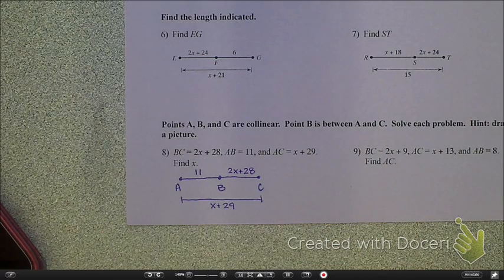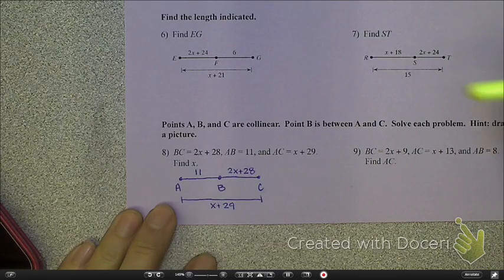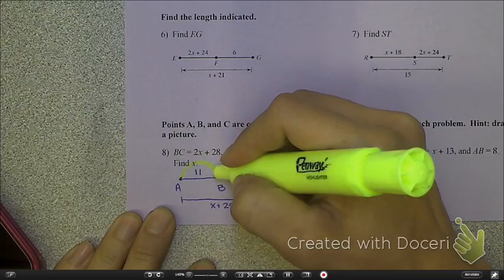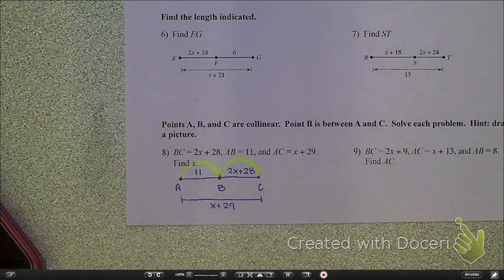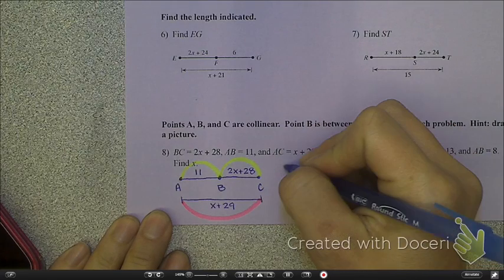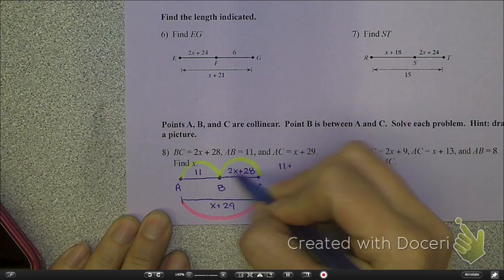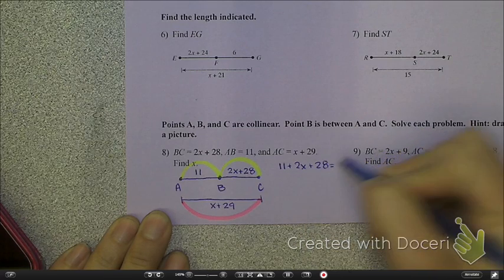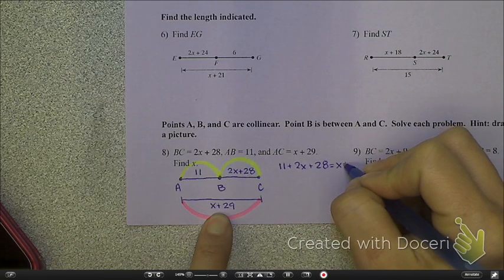Okay, so now I'm going to use the segment addition postulate that says the parts of the segment add up to the whole thing. So I'm going to go ahead and set up an equation using that. So those two things right there are the parts. I'm going to add those together, and they equal the whole, which is this whole thing right here. So my equation is going to be 11 plus 2x plus 28 is equal to the whole thing, which is x plus 29.